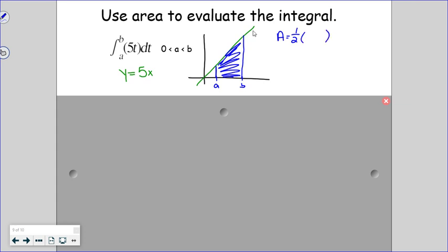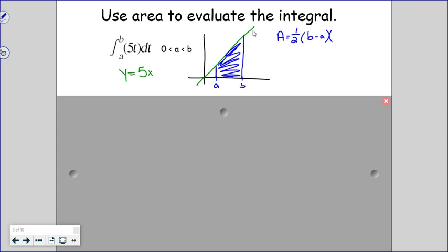Area of a trapezoid is the height. What is the height of that trapezoid? B minus A, right? Remember, height of a trapezoid is the distance between its bases. So the distance between its bases, B minus A. And then we're supposed to take base 1 plus base 2.